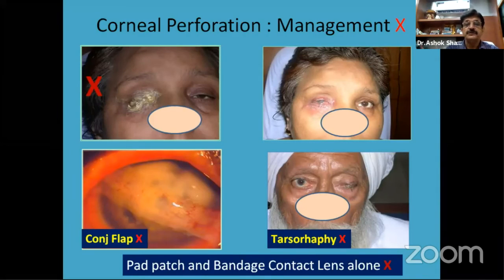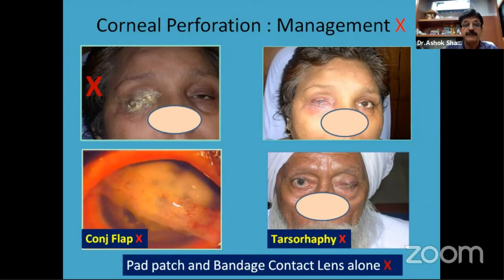It's also important to know what should not be done in these cases. This lady you can see is an elderly lady who was referred to us from a very well-known center. You see how the eye is not even cleaned. This should not happen these days. We don't treat corneal perforations like that. We have to clean, see, and if there is an actual perforation, act accordingly.